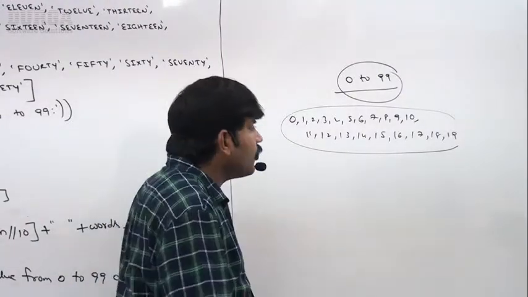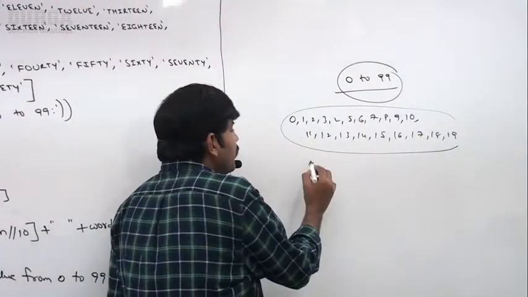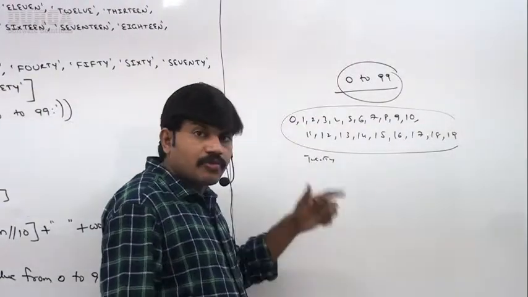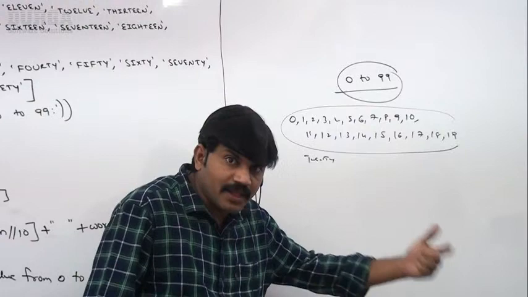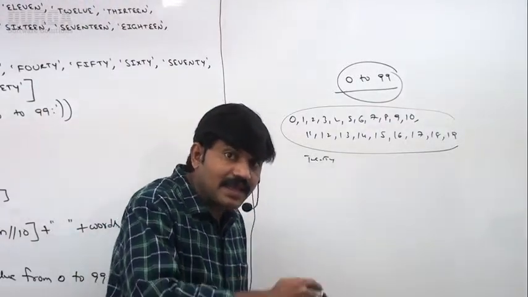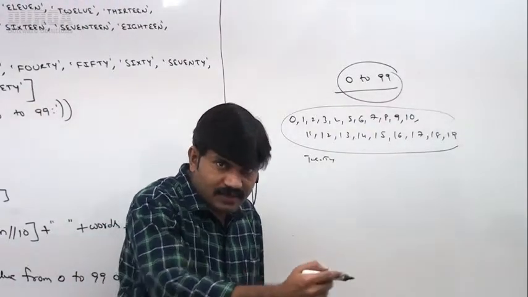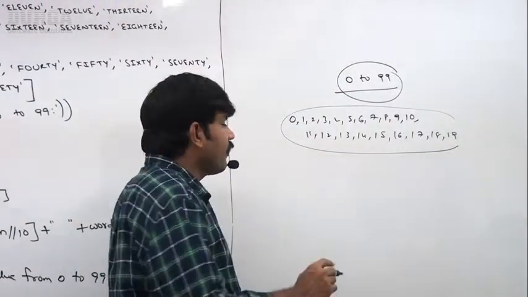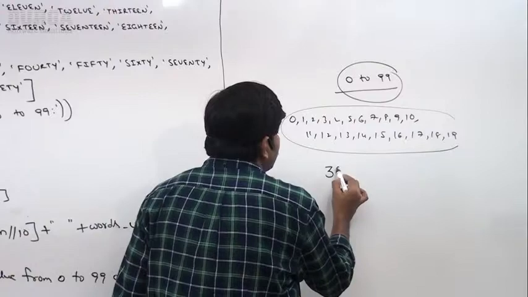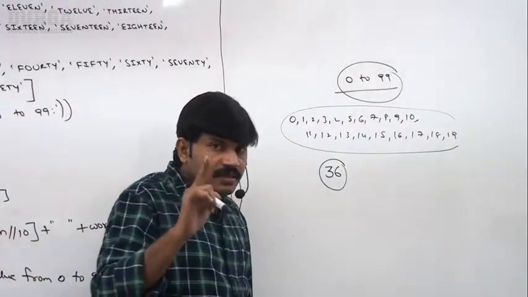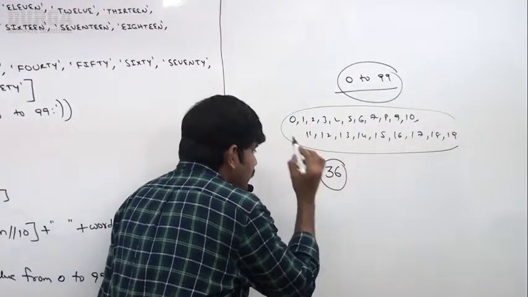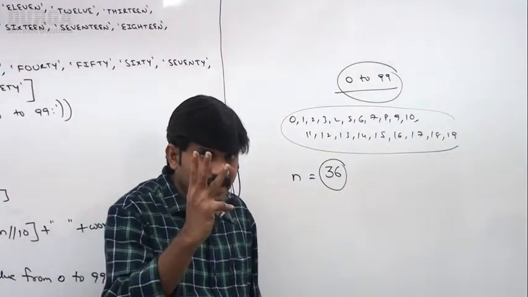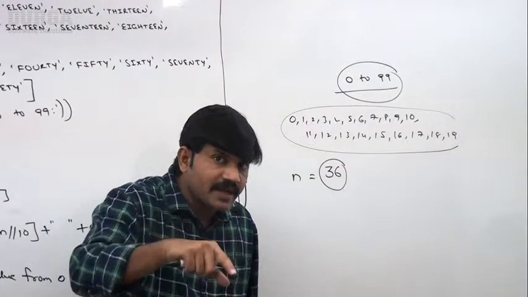Next, suppose 20 is there. So 20, and then 21, 22, 23, 24, like same as 31, 32, 33, something like that. So what I have to do is, assume that the number n is equal to 36. Now, how many tens are there? 3 tens are there, correct, right? How can you get the number of tens?